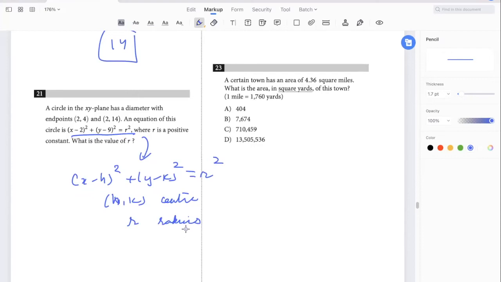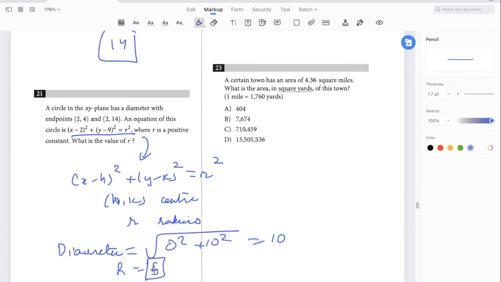because it's the midpoint of 2, 4 and 2, 14. And for the radius, I just have to find the distance between those 2 points. That's the diameter, and halve it. So the diameter would be square root of 0 squared plus 10 squared. So that's 10, right? Diameter is 10. So the radius would be 5. So the value of r is 5.